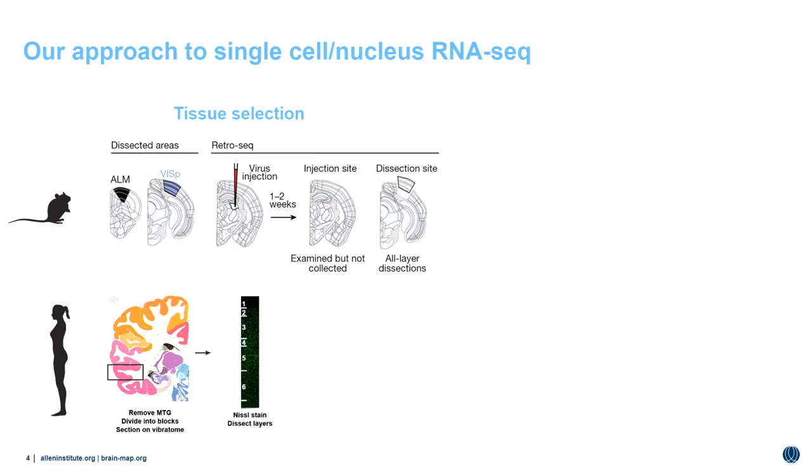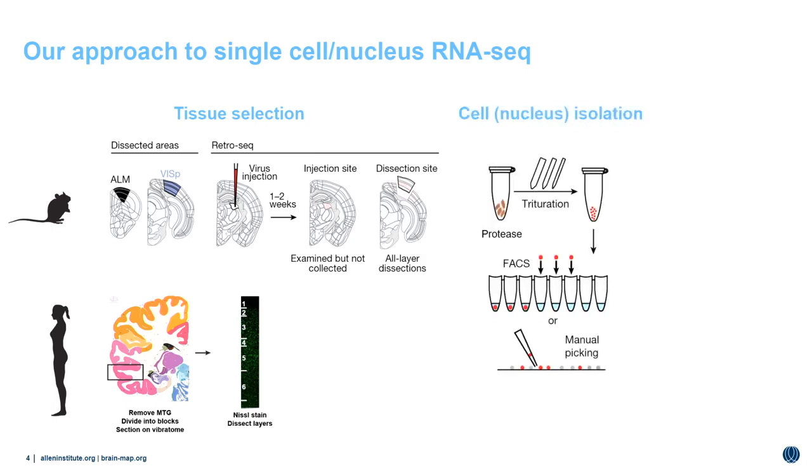We go after particular areas, and in mice, we will be focusing on two areas: the anterior lateral motor cortex, which is a secondary motor area, and the primary visual cortex. And in humans, the MTG, middle temporal gyrus, which is an area that we can isolate from bank tissue, but also an area that we receive from neurosurgical tissue, and that we can pursue additional examinations on this tissue.